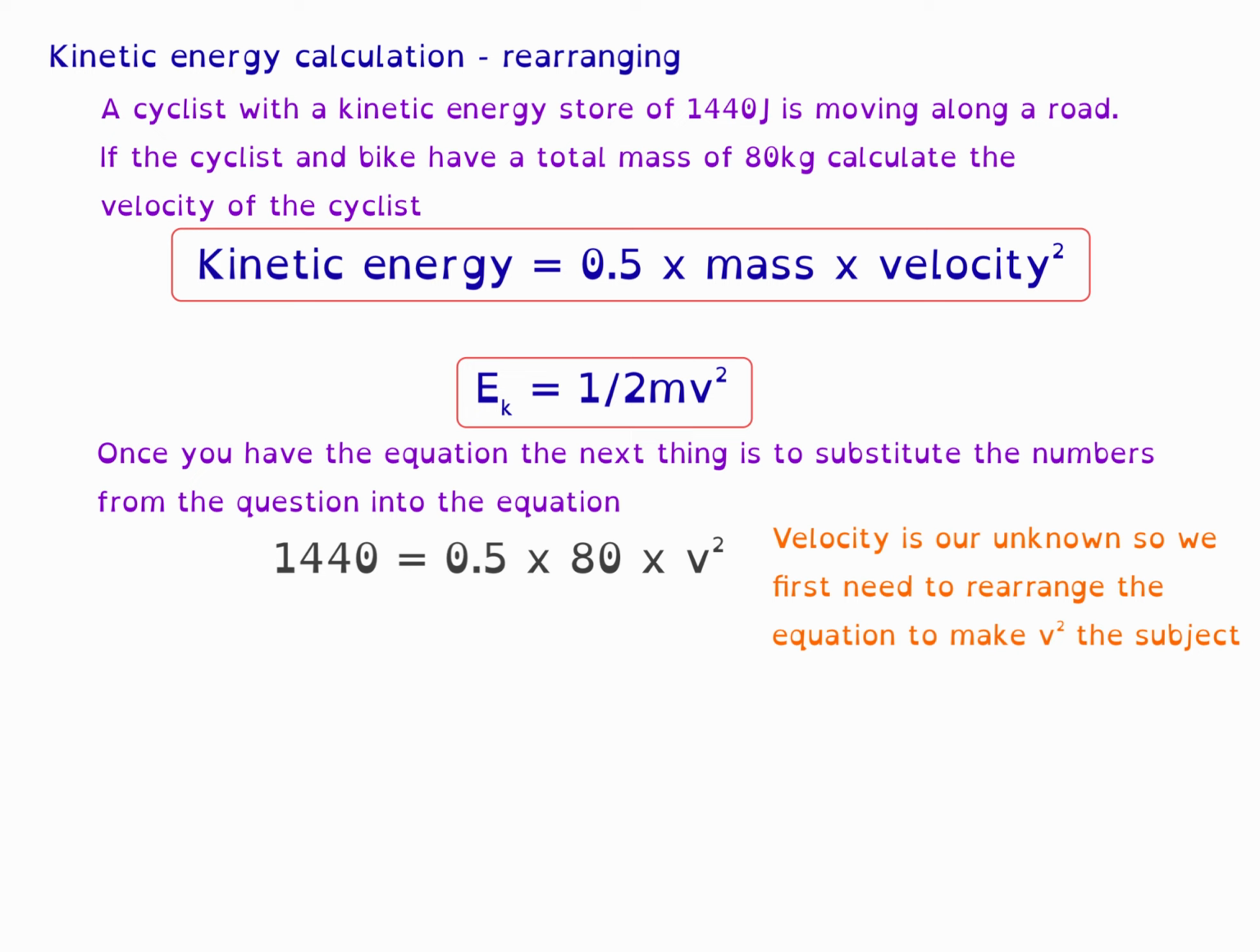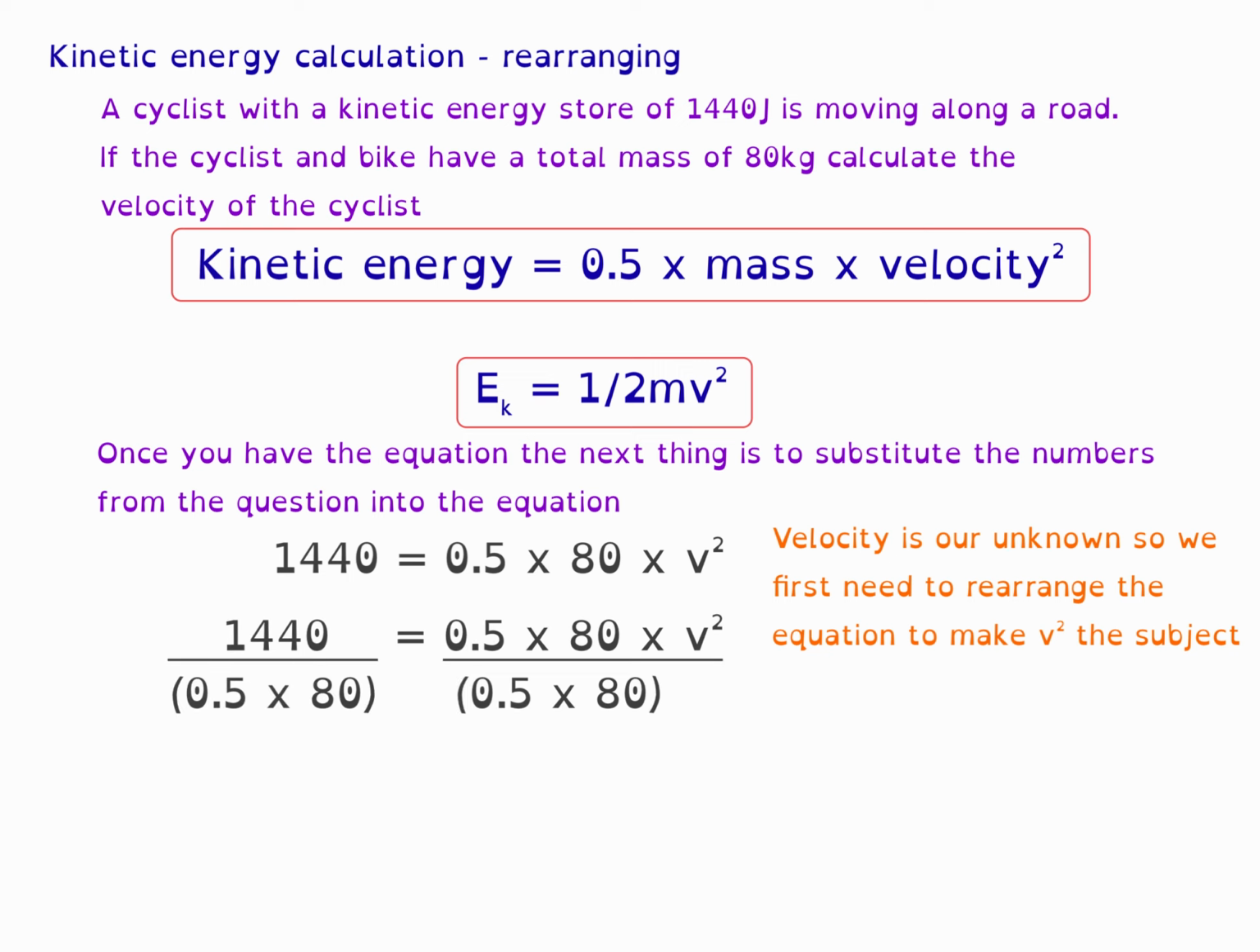Velocity is our unknown, so we first need to rearrange our equation to make v squared the subject, and that means we need to divide through by 0.5 and by 80. Once we've cancelled, that gives us 1,440 divided by brackets 0.5 times 80 close brackets. And this gives us v squared, which is 36.